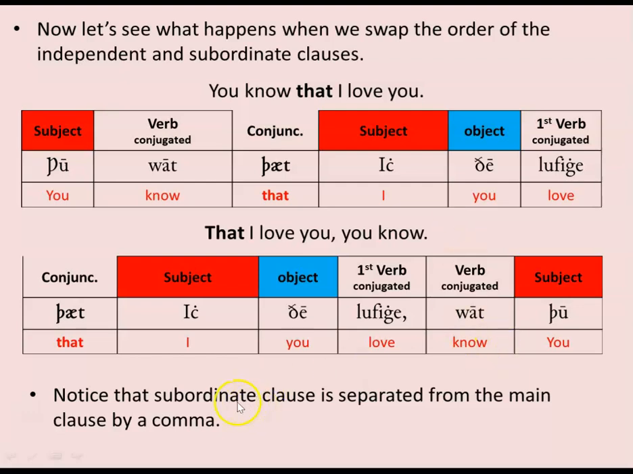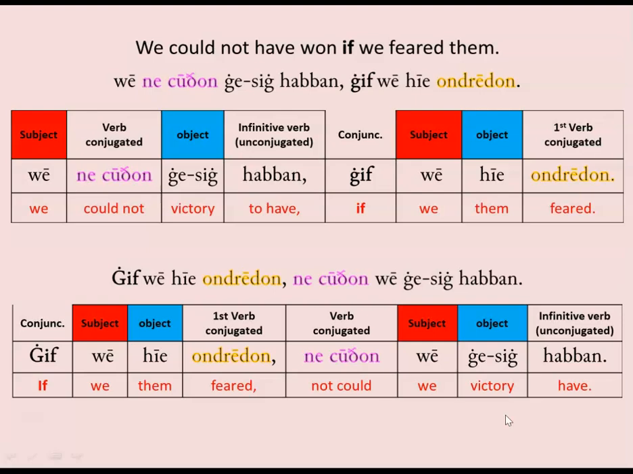Now, notice that the subordinate clause is separated from the main clause by a comma. Subordinate clauses will tend to be separated by commas, but not always. You will often see in Old English text that there's a comma and then the subordinate clause follows. The point of this slide is to show you that we can take the whole subordinate clause, including the subordinating conjunction, and stick it right at the front. Let's see some more examples.